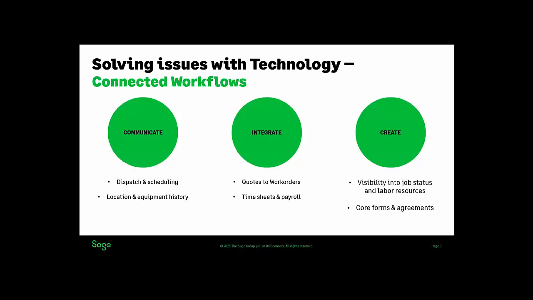So really, for that disconnect between the field and the office, we're looking to improve in these three main areas: communicating, integrating, and creating. So what does that mean? Obviously, dispatching and scheduling, having visibility into where your team is, and best maximizing and optimizing how they're going to go about their day. We hear all the time about contractors having to call the office to see what certain site history and equipment history looks like. Justin will touch upon what that looks like in the software, so they'll have it on their mobile devices at any time to be more efficient.